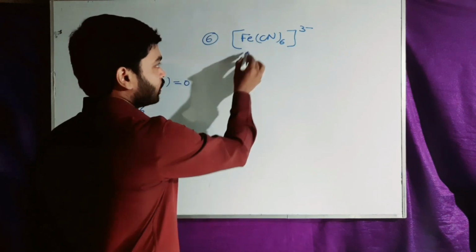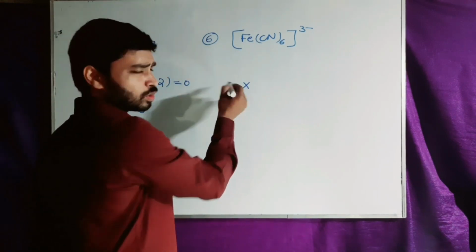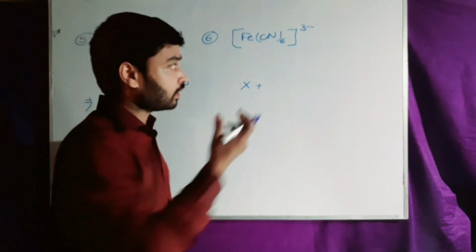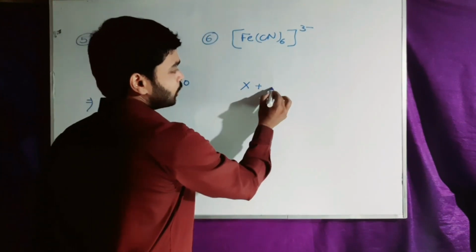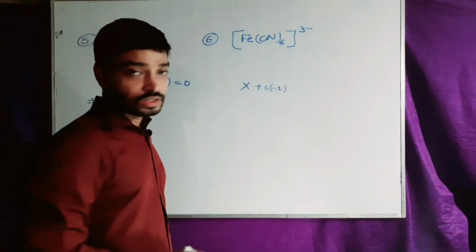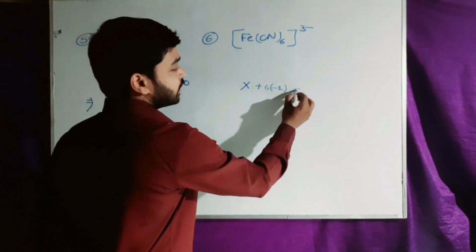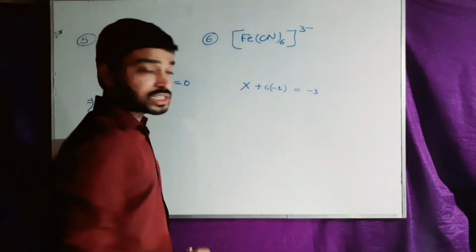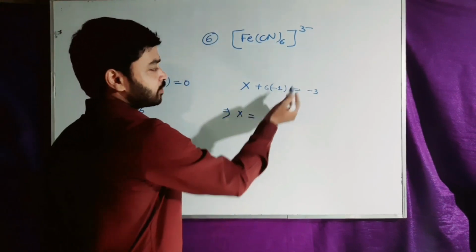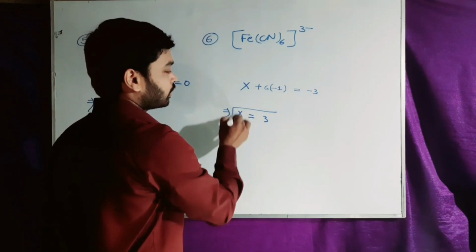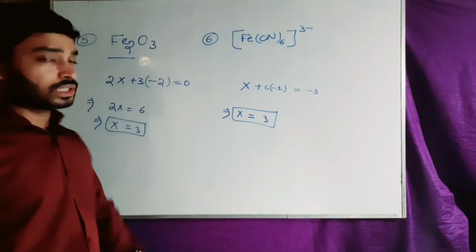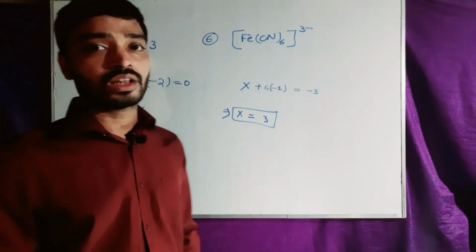Moving to the next question, for 1 iron I am taking x, you can also multiply by 1 here. For cyanide, I have told you, you have a great idea from the ionic concept, the oxidation number is -1, and for 6 cyanide molecules you multiply by 6 and equate to the charge value, that means -3. So what will be the x value? The x value will be 3 for iron. In this way we can solve different questions coming from oxidation number.